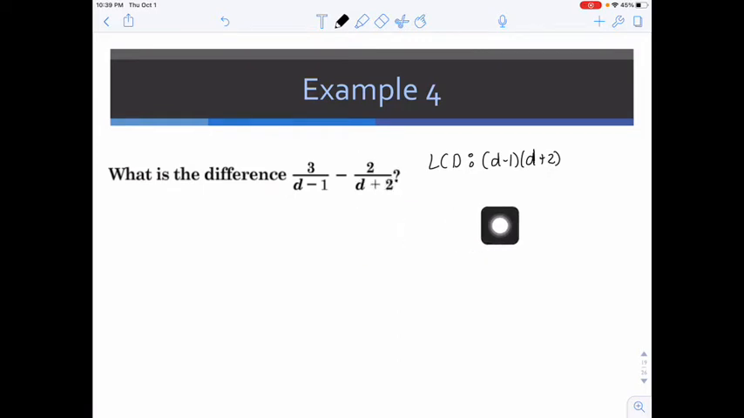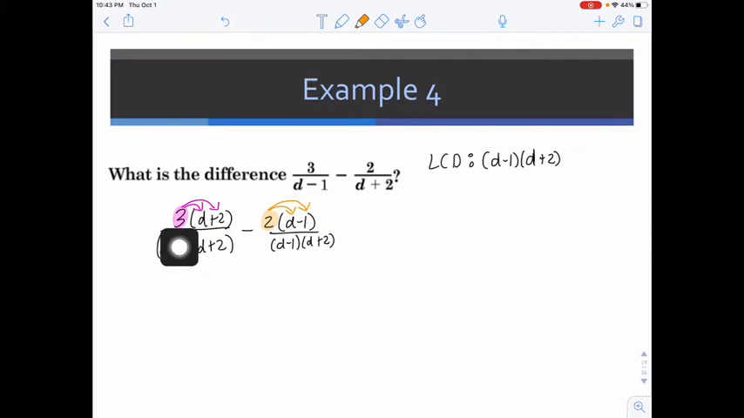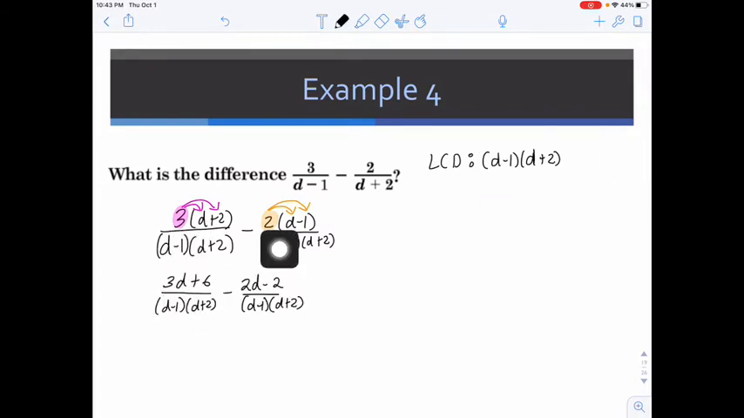by d minus 1. Now, since we are multiplying by a binomial, we need to distribute the constants that are up top. So we need to distribute the 3 to the d plus 2 and distribute the 2 to the d minus 1. When we distribute the 3, we get 3d plus 6. When we distribute the 2, we get 2d minus 2. Now we have a common denominator, and we can subtract our numerators.